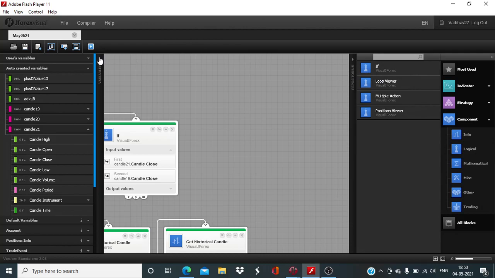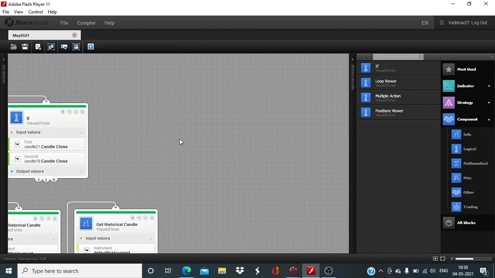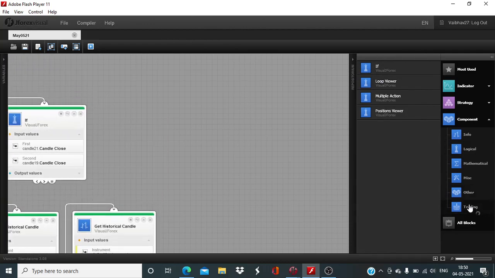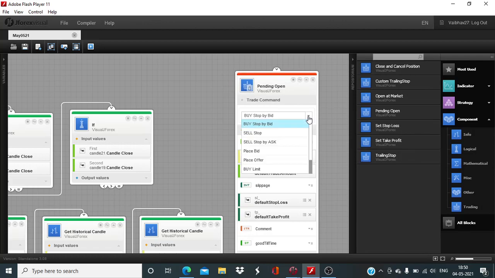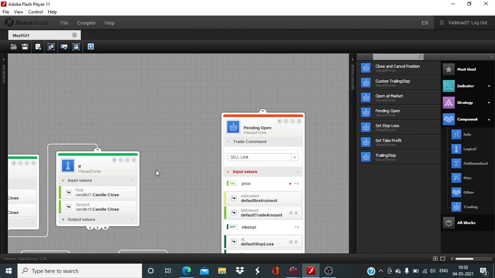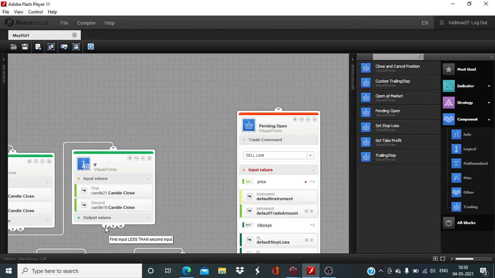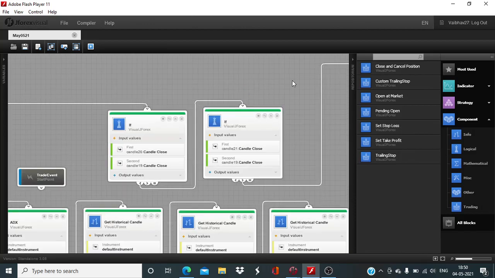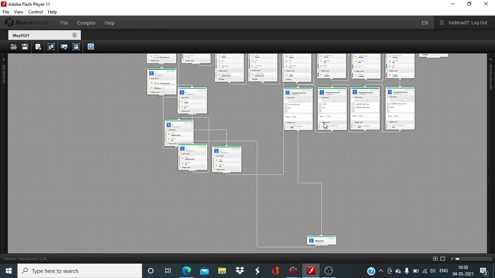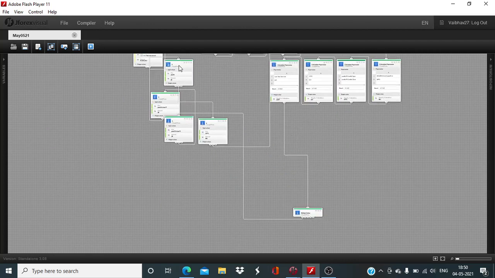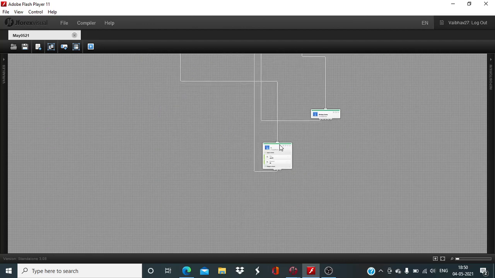Okay, and after that comes the trading block, pending open. This is going to be sell limit order. Okay, let us arrange this.